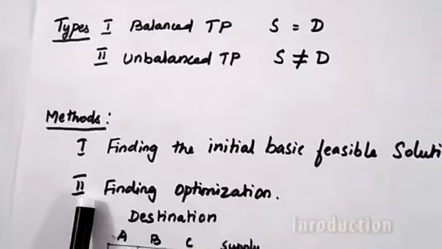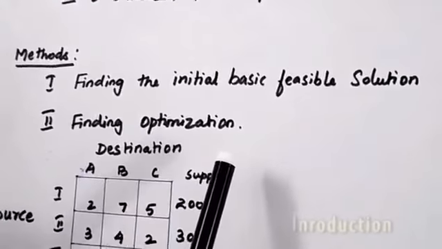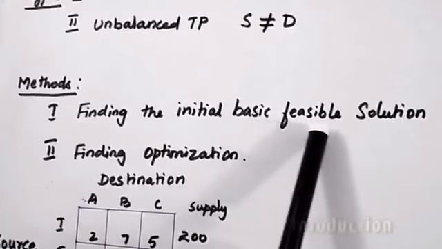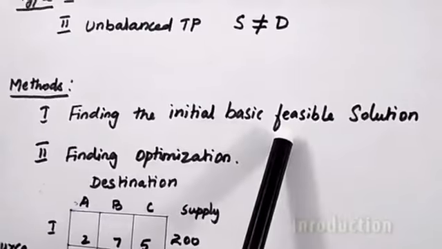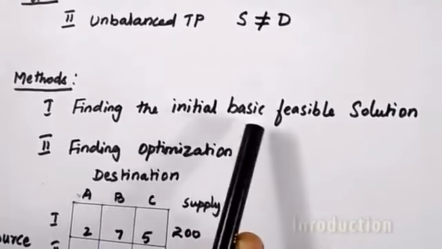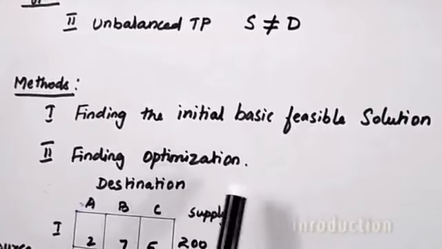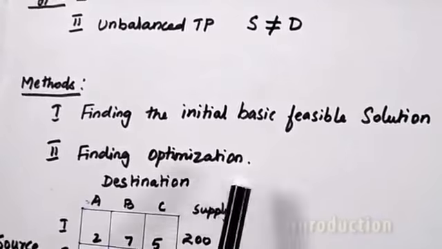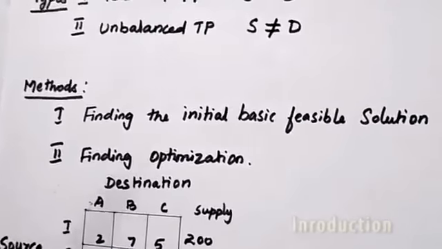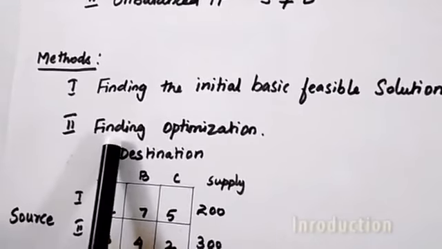Then the methods of the transportation problem. Generally, there are two phases. The first phase is finding the initial feasible solution. After finding this, we can check the optimality. Optimum means the best, finding the best among the various alternatives. That is the second phase.